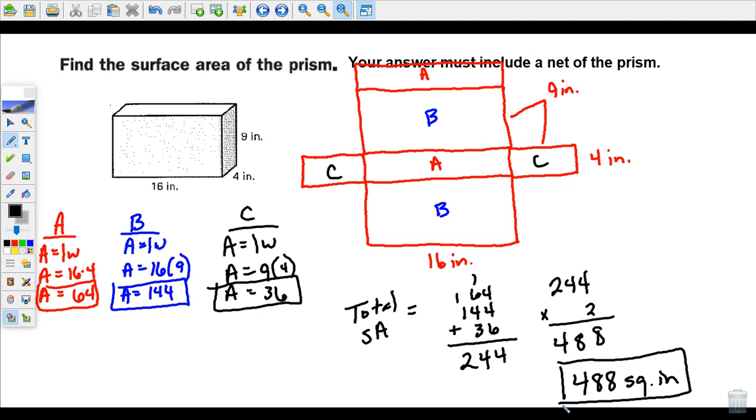This video will help you find surface area of rectangular prism.